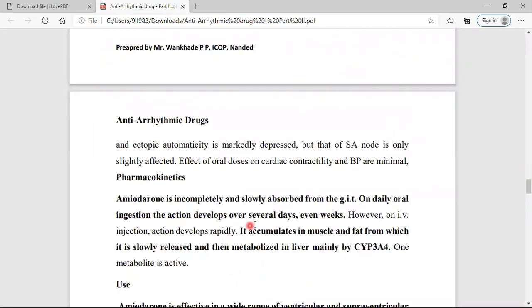It is incompletely and slowly absorbed from the GIT. On daily ingestion, the action develops over several days or even weeks. It accumulates in muscle and fat, from where it is slowly released, and is metabolized in the liver by enzymes.